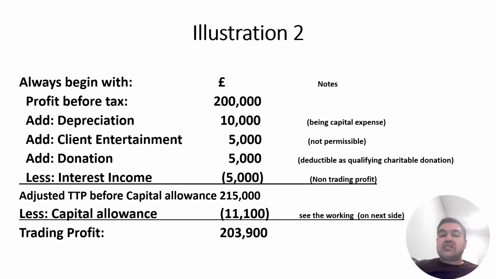Later on, we will see if there's any trading profit. Then we will claim deduction for charitable donation. And then less interest income, because interest income is subject to corporation tax, however under a different heading. Therefore, we're making a different column. It will be added to total taxable profit. However, to work out your trading profit, we will remove this interest income. So that would give you the total adjusted trading profit before capital allowance. And then less capital allowance, you will have a trading profit.